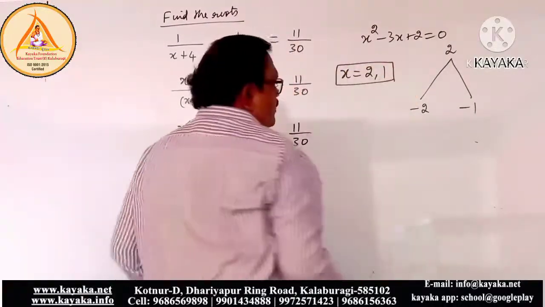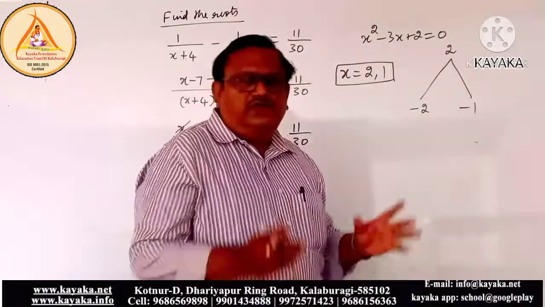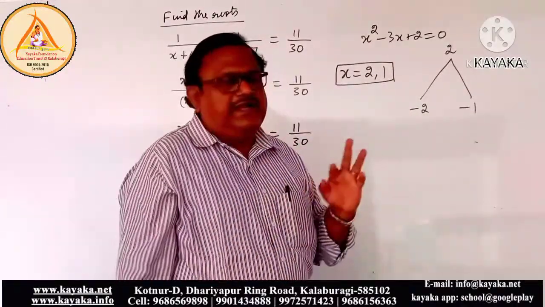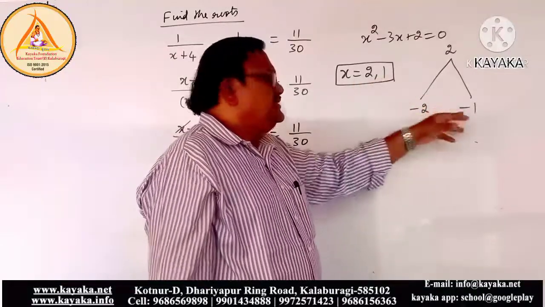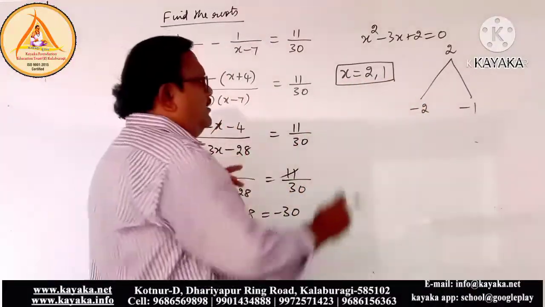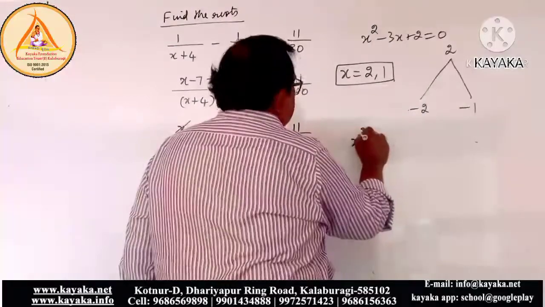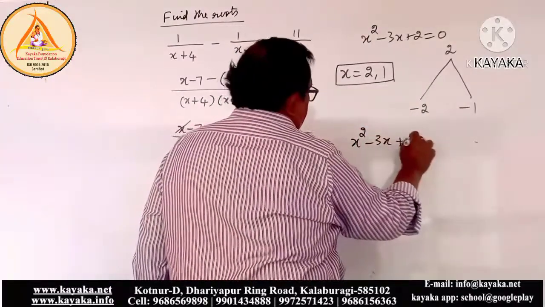Both the numbers you will get, because both are negative here, you will get both the answers, x equal to plus 2 and x equal to plus 1. How are we getting it? Just within 3 steps you will know it.